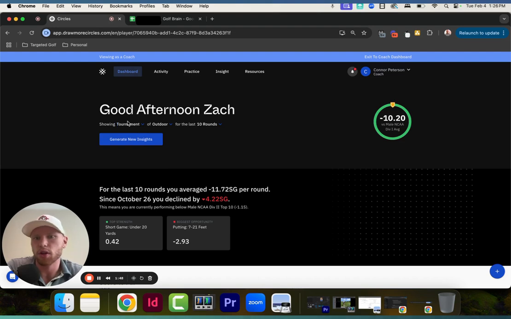In this case, I've got tournament rounds pulled up, and I've got the last 10. The reason I approach it that way is we want to see the separation between tournament performance and practice performance, right? We don't want those two things muddled together. And then we also want to see a reasonable amount of data.